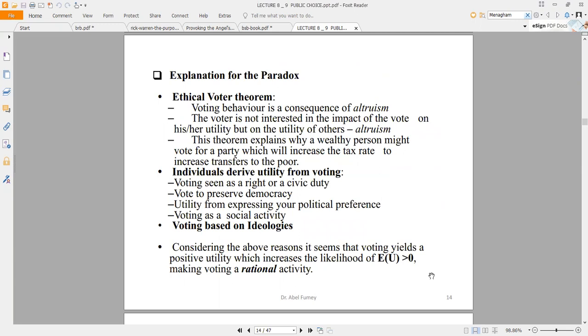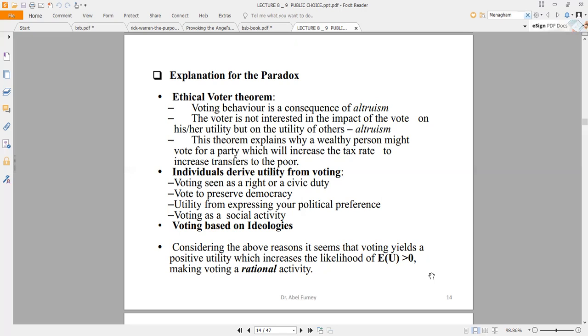Now, people also vote because of altruism. They vote not for their own benefit, but for the benefit of others. So, for example, you can take a rich man. There's a tax policy that is going to take income from the rich and give it to the poor. The rich man knows that if this policy is enacted, it is going to go against him, yet he will vote for that particular policy.